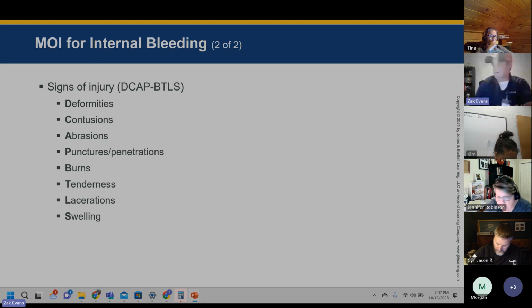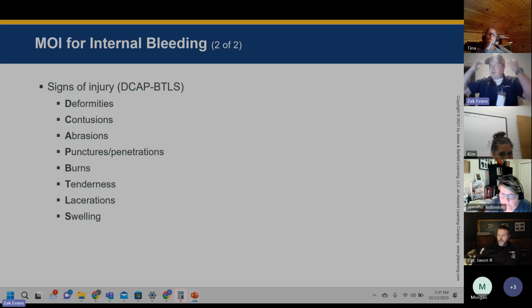Signs of injuries. This is something that you're going to need to know for your trauma assessments. I would highly recommend studying this, writing it down, and remembering this. This is something that I still use today on every single patient. All right, so it's DCAP-BTLS: deformities, contusions, abrasions, punctures, burns, tenderness, lacerations, and swelling. When you do a trauma assessment and you're going down the body, you're going to be checking for all of these things. Any questions on that? I would highly, highly recommend, especially for any type of trauma test or skill assessment, that you know this.